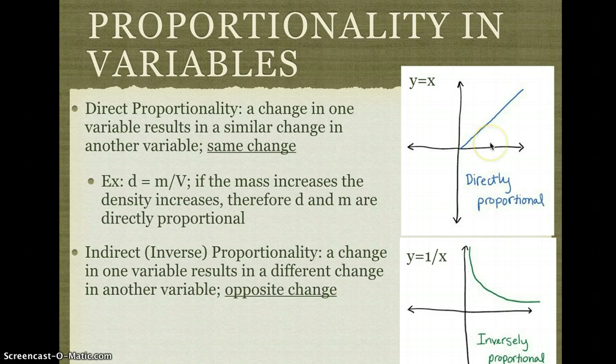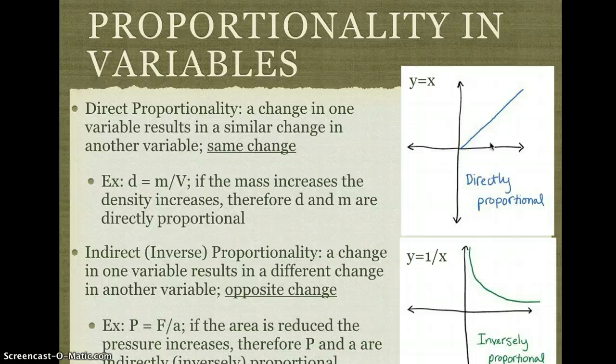So here we see a different graph. If we move along the green graph, starting up high and then moving to the right, we are dropping in the y coordinate as the x coordinate goes up. So we have an opposite change in the 2 variables.